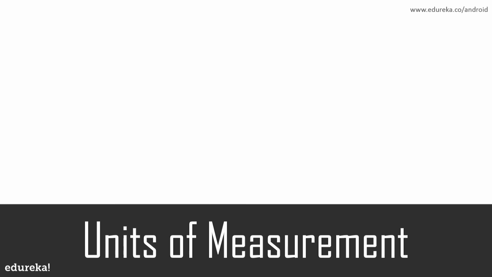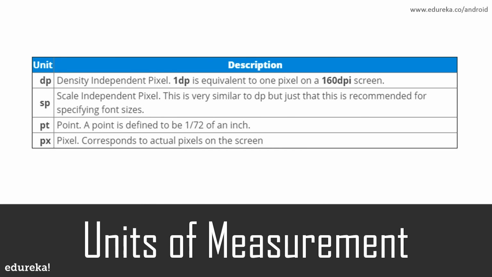Now you might ask, why am I discussing units of measurement in Android application development, right? The layouts have different forms of measurements. So that's the reason I want you guys to understand how exactly you can specify the size of an element using Android. The units of measurement that I'll be talking about are DP, SP, PT, and PX. I think most of you are very familiar with PX because it's used for pixels.